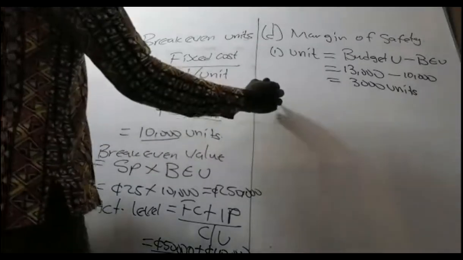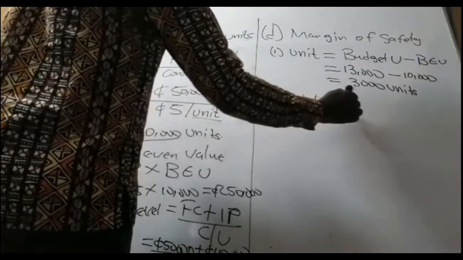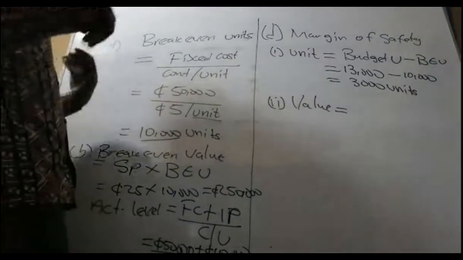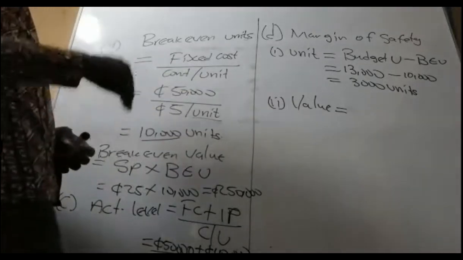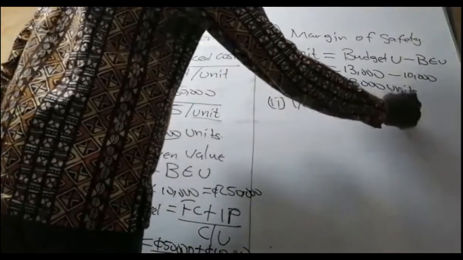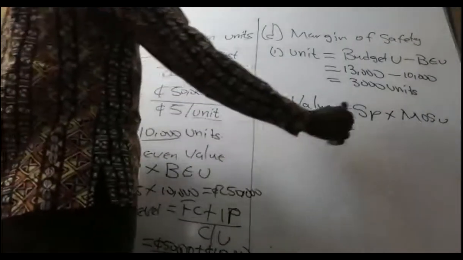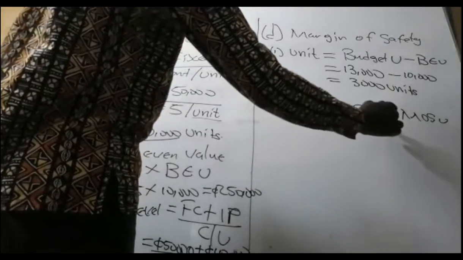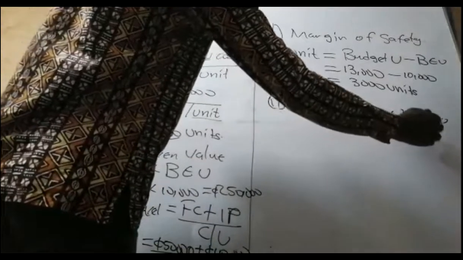Then second, value. The margin of safety in terms of what? Value. The formula is, anytime you're looking for value, take the selling price in the question and just multiply it by it and then you are done. But for all of this, all the value that you see, we are going to provide an alternative to it. So the value will be selling price times what? The margin of safety units. That is it. What if there's no selling price in the question? Yes, there should be an alternative. So let's see. Selling price is what? Ghana cedis 25. And then the margin of safety unit is what? 3,000 units.